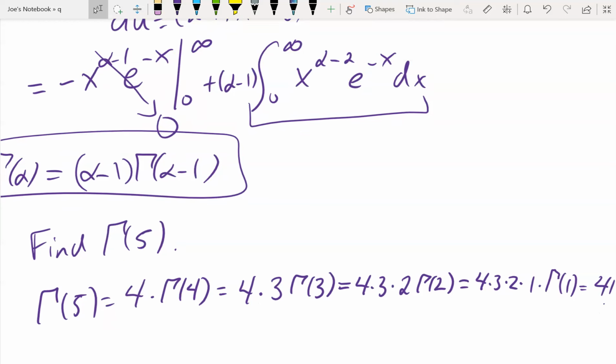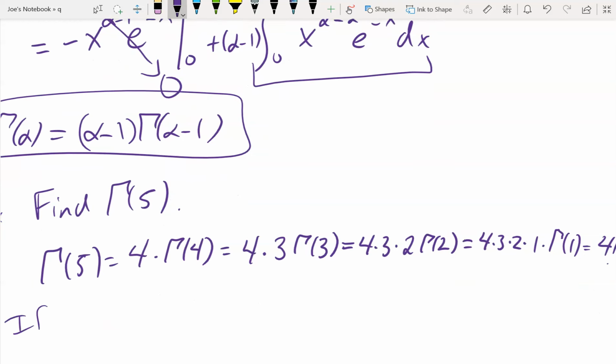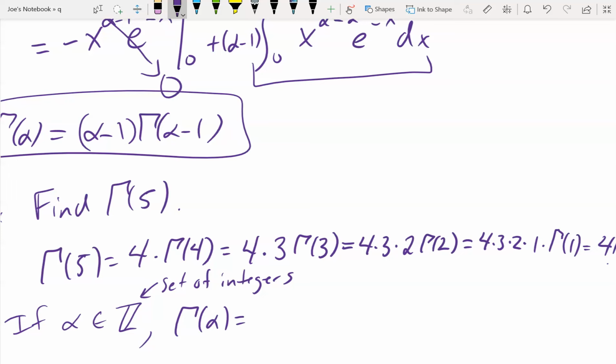So in general, if alpha is an integer, and it's just a fancy looking Z, which stands for the integers. Okay. If alpha is an integer, gamma of alpha is simply alpha minus 1 factorial. Because if it's an integer, you'll pop the alpha minus 1 out.